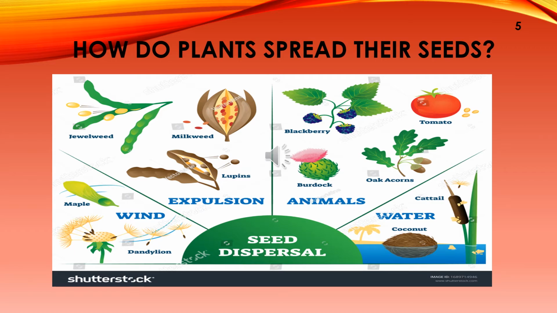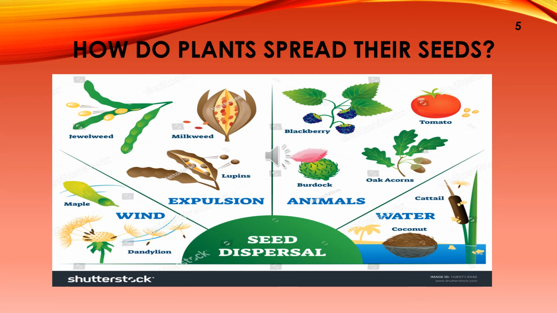Okay, now let's go to the other side. Let's talk about water. How do plants spread their seed by water? Many plants use the water to spread their seeds. Some plants, like the coconut, look at the picture that you have there. You have the coconut and the seed dispersal by water. The coconut tree has seeds that float so the river or the sea can carry them.